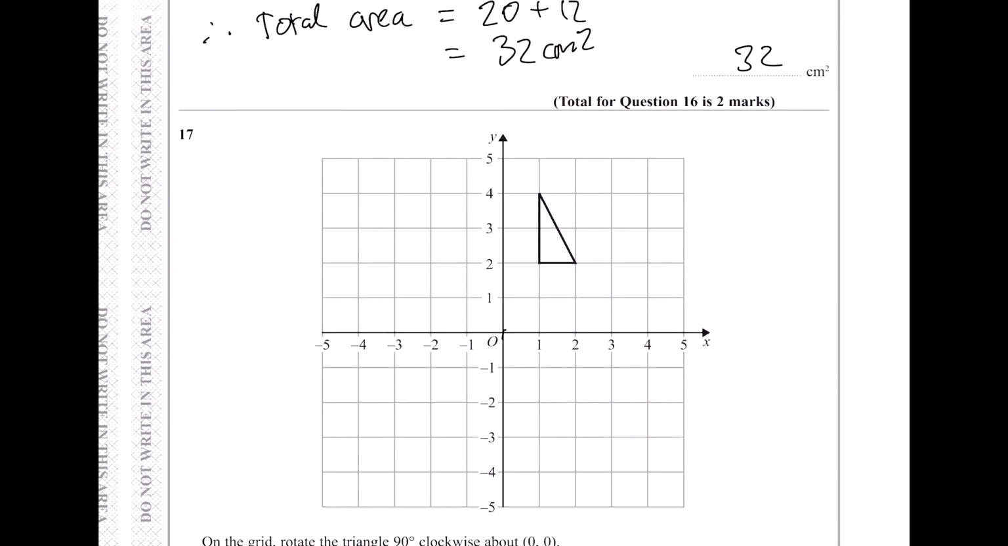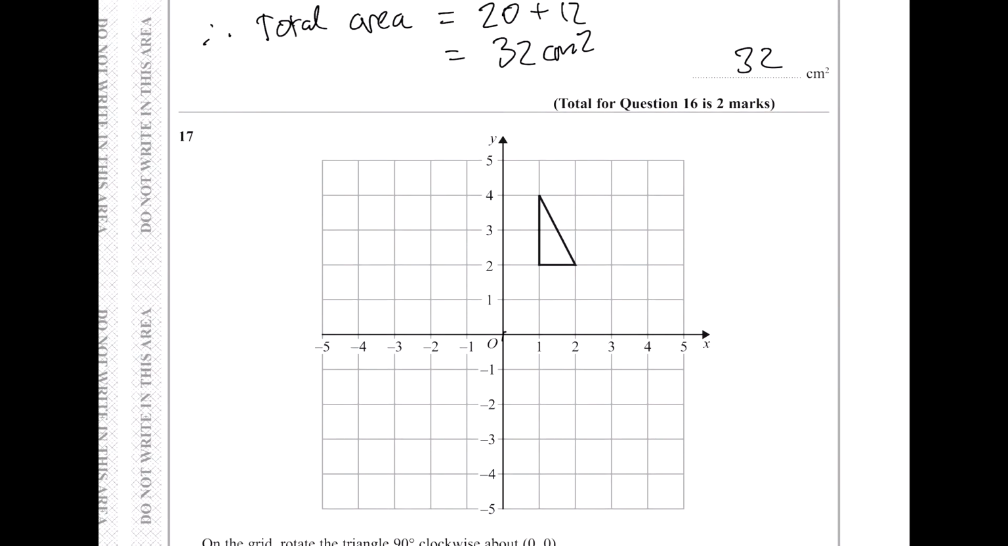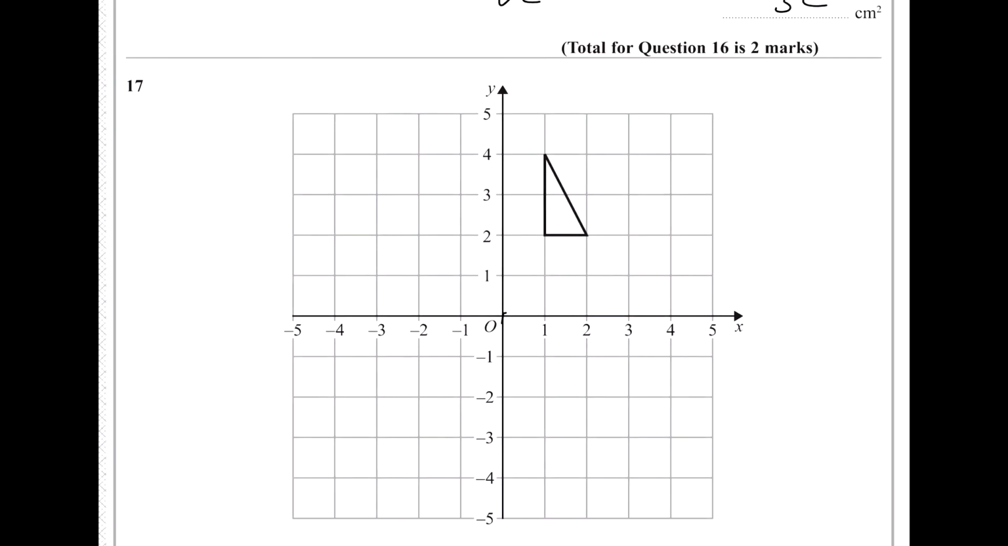Okay. The next question says, on the grid, rotate the triangle 90 degrees clockwise about the point 0, 0. So marking on the point 0, 0. Now, what you do is you just get tracing paper and outline the points like this, and then rotate your paper clockwise. Again, clockwise is this direction. So clockwise, I'll just do this way. Clockwise is this direction.